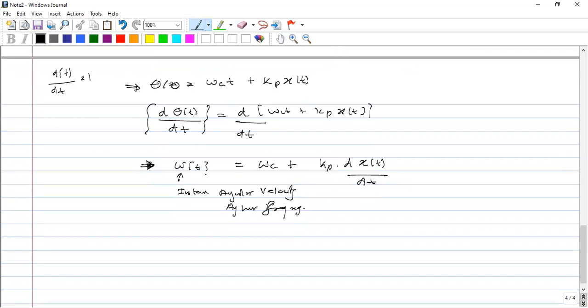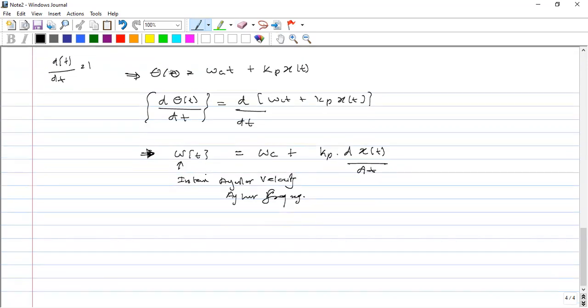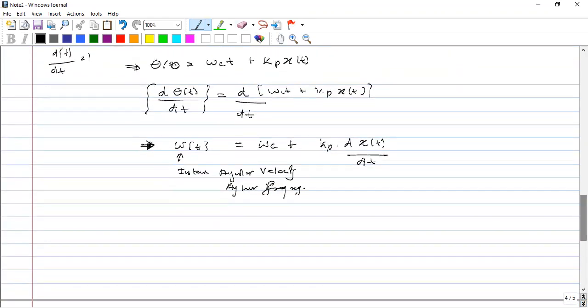Okay, so this is the instantaneous angular frequency. If you want to find the normal frequency, you know that omega is the angular frequency, and 2πf is equal to omega. We know this. So for these terms, you can simply apply this term, 2πf.